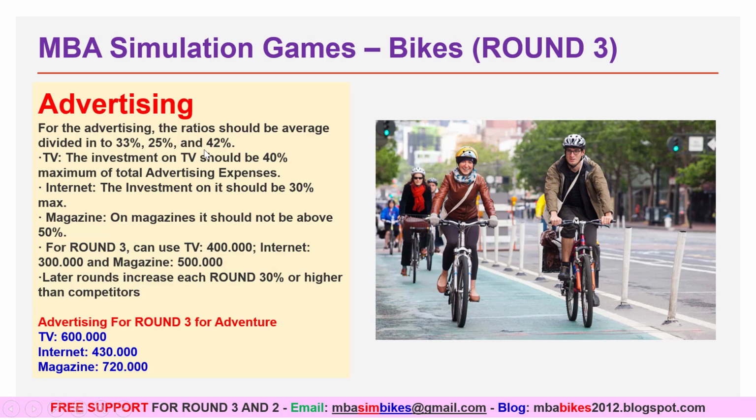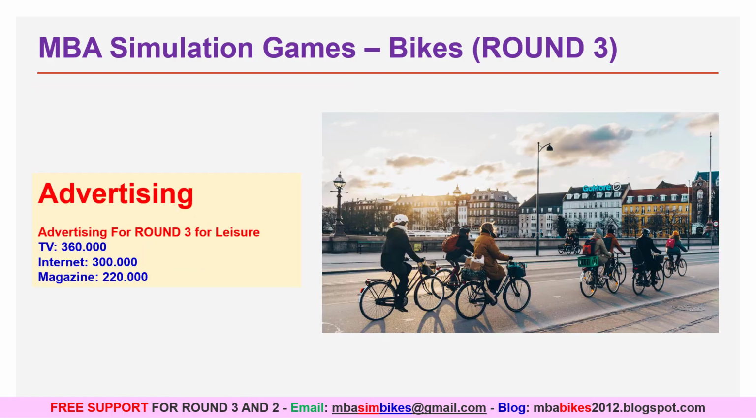Also, for advertising decisions, we can increase the budget from round 2 by 20%. So for advertising, we use TV 600 and 1,000, internet 430 and magazine 720. Again, we need to take the report to find out the effectiveness or the allocation of advertising channels, TV, internet and magazine, so we can allocate the budget based on the effectiveness or the average cover for each advertising channel.